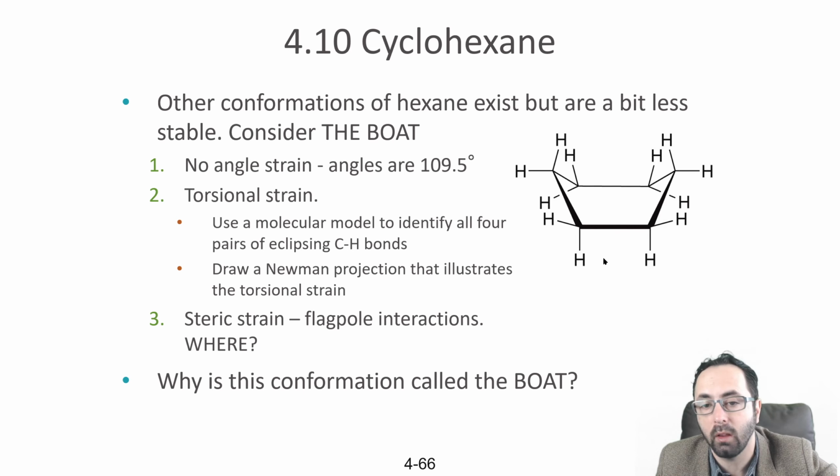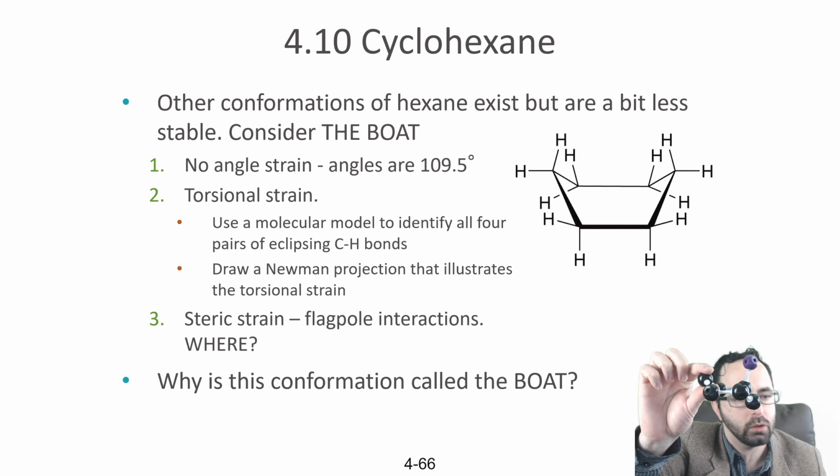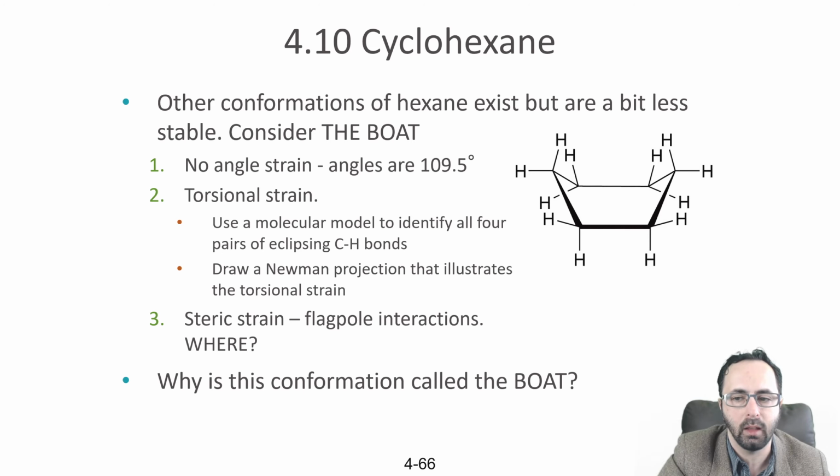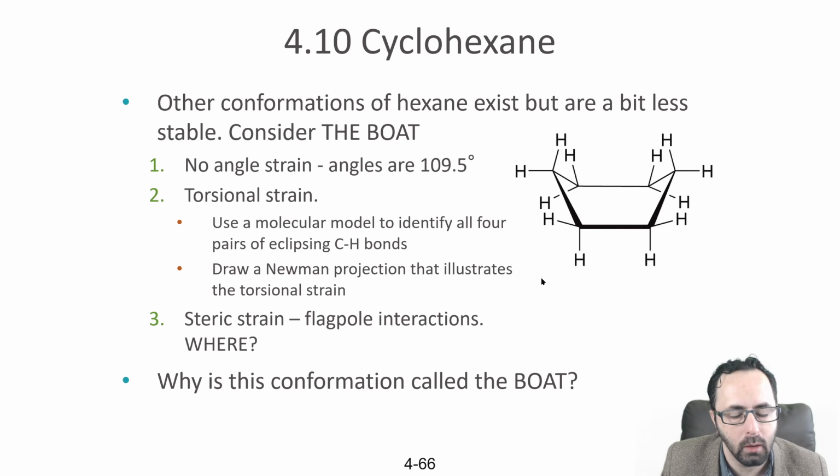So the boat is pretty stable because it has no angle strain, but it's not as good as the chair, which reduces the torsional strain significantly. As we saw from our Molview model, there's all offset staggered hydrogens instead of eclipsing hydrogens.